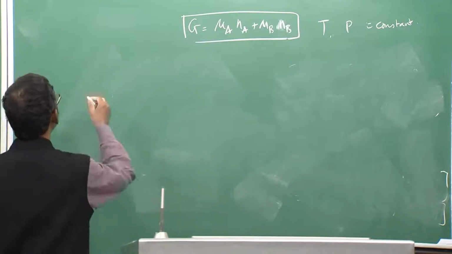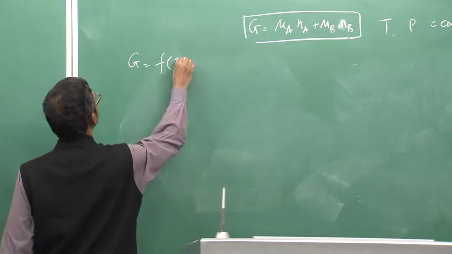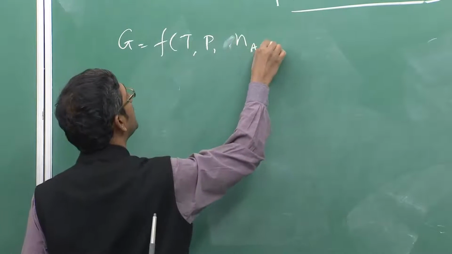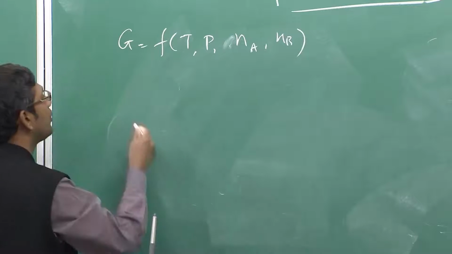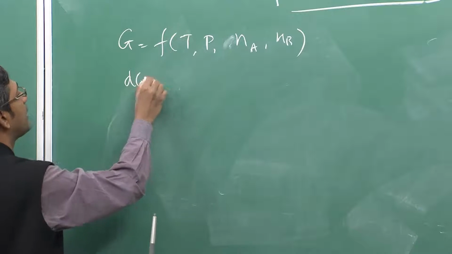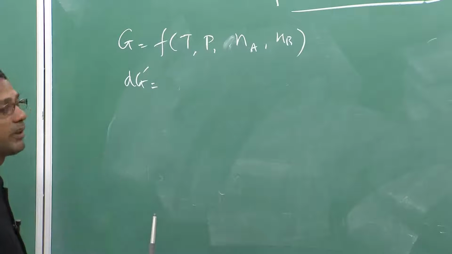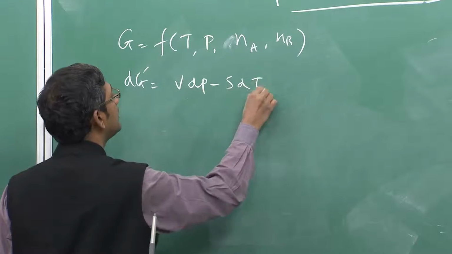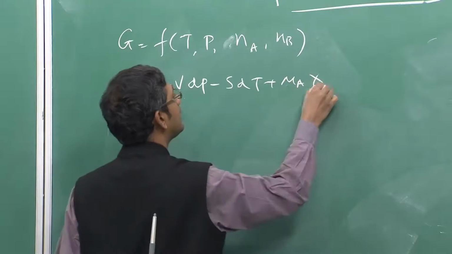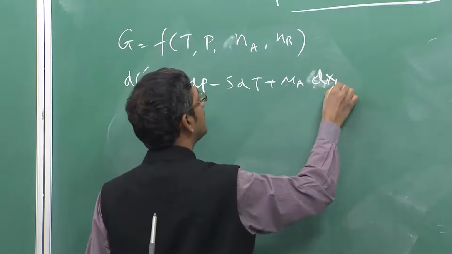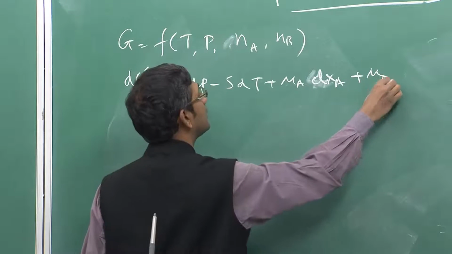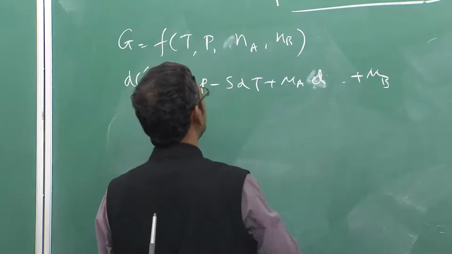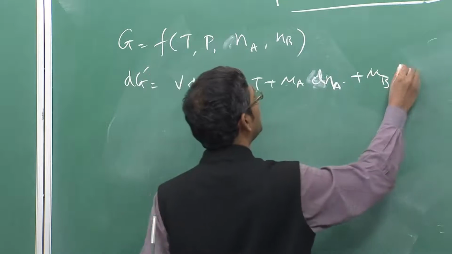So we know that G is a function of temperature, pressure, and the number of moles of A and number of moles of B, and I have shown you that dG, or dG prime rather, because G has to be divided by number of moles, can be written as V dP minus S dT plus mu A dNA plus mu B dNB. Sorry, dxa should not be written here because I have written Na, so this will be dNA.